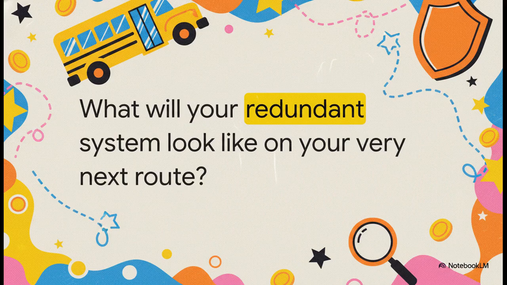So, as we wrap up this explainer today, I really want to leave you with a final thought to chew on. What will your redundant system look like on your very next route? How are you going to guarantee that no child is ever left behind?